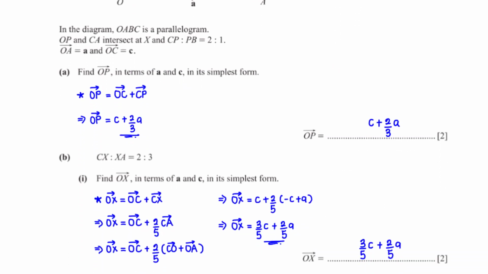CX is to XA equals 2:3. Find OX in terms of a and c in its simplest form. OX can be expressed as OC plus CX. CX is 2/5 of CA. CA is CO plus OA. OC is c, CO is negative c and OA is a. When we expand the brackets and simplify, we get 3/5 c plus 2/5 a.